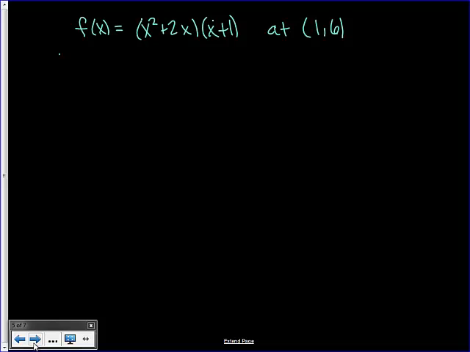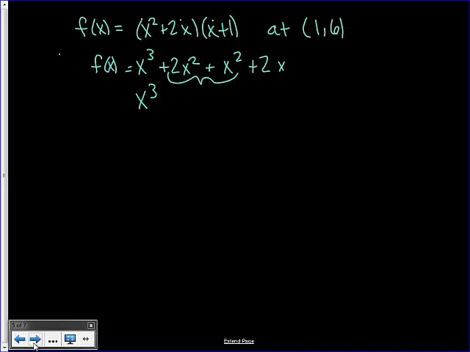Okay, so x squared times x is x cubed. 2x times x is 2x squared. Okay, x squared times 1 is x squared. 2x times 1 is 2x. That is my new f of x I'm going to deal with. Combine my like terms here in the middle. And by the way, just a hint, this one might show up on your homework. 2x squared plus x squared is 3x squared plus 2x. All right, now that I've done my algebra, what's my first step?